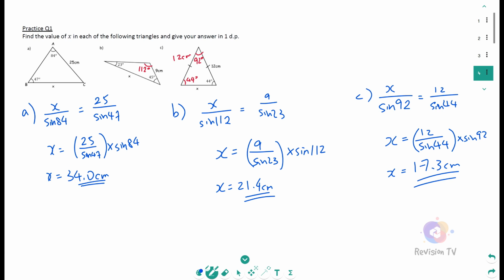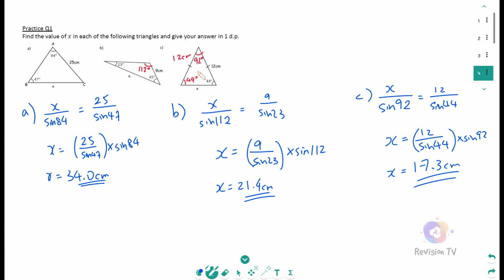Practice question 1. It's your turn. Have a go to find the missing value of x. These are all missing lengths. Pause the video, have a go at the question. When you're ready for the answer, you can press play. Here are the answers. Question A, quite a straightforward one. For question B, you do have to pay attention. The angle 112 is missing from the triangle, so you have to work out that missing angle before you can use the sine rule, because you must use the angle opposite to the missing length in order to use the sine rule. Same for question C.